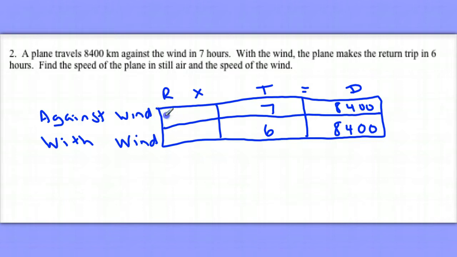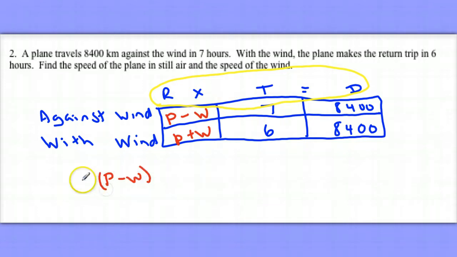So the plane in still air, we're going to say, is going at a rate of P. And against the wind, that's going to slow it down, so we'll say minus W. With the wind's going to speed it up, so we'll say P plus W. Now our equation is based on the fact that rate times time is equal to distance. So I'm going to get two equations here, which is good because I have two unknowns. I'm going to get my first equation by doing rate of P minus W times time, which is 7 hours, equals the distance of 8,400 kilometers.